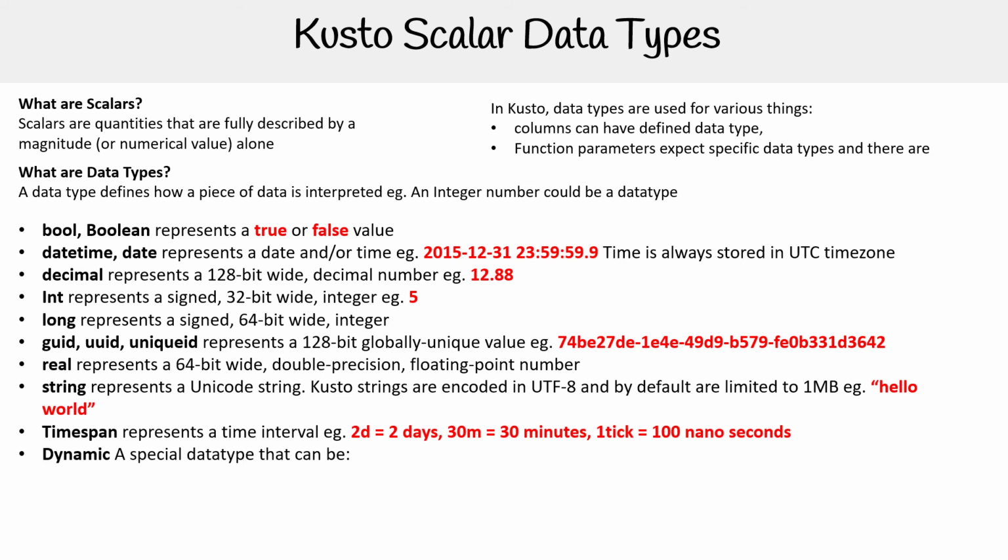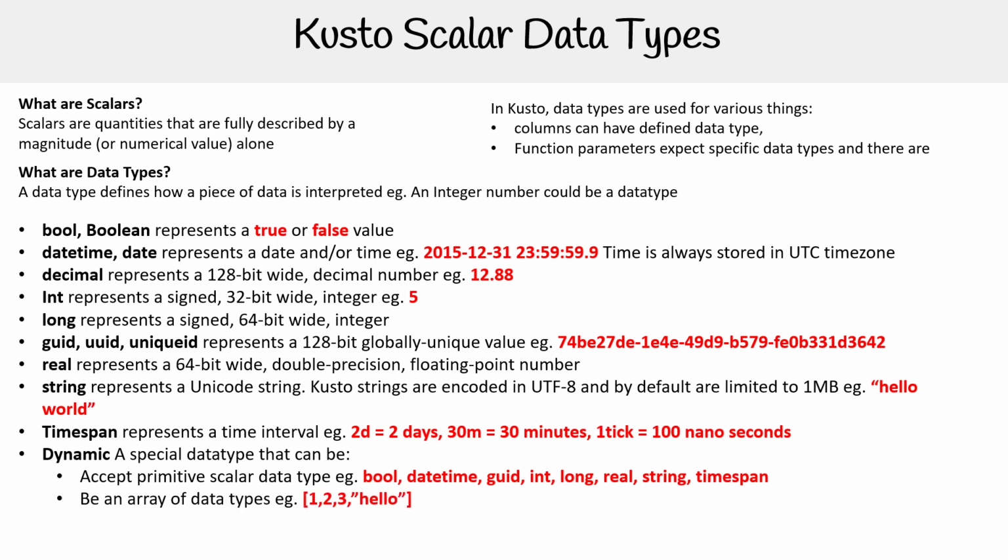Then you have dynamic, and this is a special type that can do a bunch of things. It can accept primitive scalar data types. So it's kind of like a data type that can accept any value, or it can accept an array of any value, or it can accept a property bag, which, if you're from the JavaScript world, looks like a JSON object. So you have a key and value, and it can even be nested.